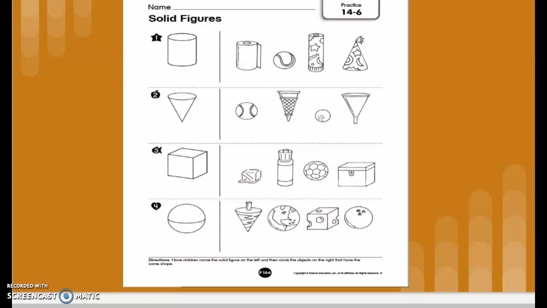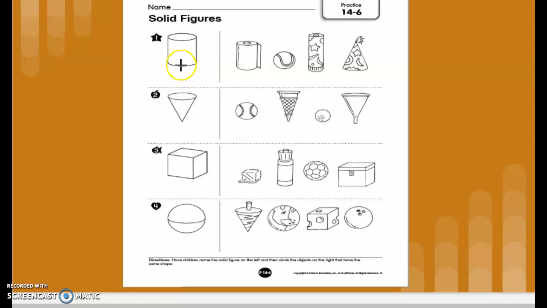Hi friends, I wanted to go over the practice for solid figures, so I'll go over one on this one. So what they want you to do is identify the figures that are on this side and match it to its item that has the same shape on this side. So let's do number one.